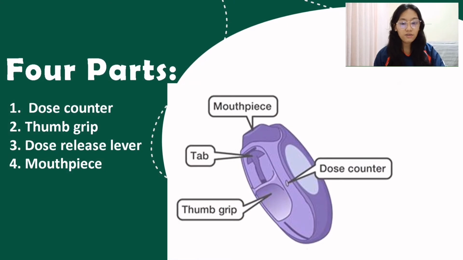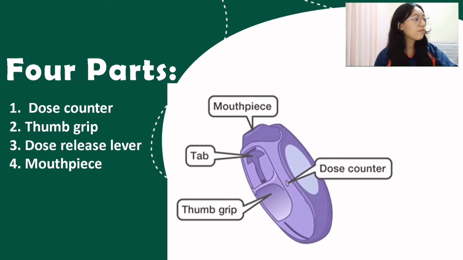For the next slide, we're going to discuss the illustrative parts and the definition of each part of the Discus inhaler. Actually, the Discus inhaler contains 4 parts, which are the dose counter. As you can see here in the slide, the dose counter is a small circle shape just below the thumb grip. Then we have the thumb grip, the dose release lever, and the mouthpiece. So the dose counter shows and indicates the number of doses remaining in the inhaler.